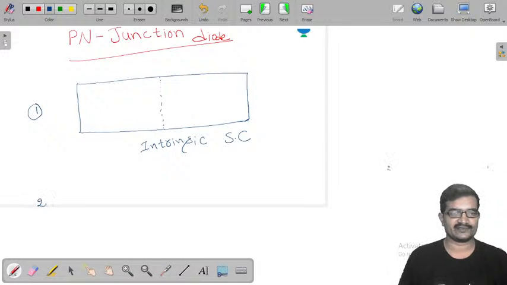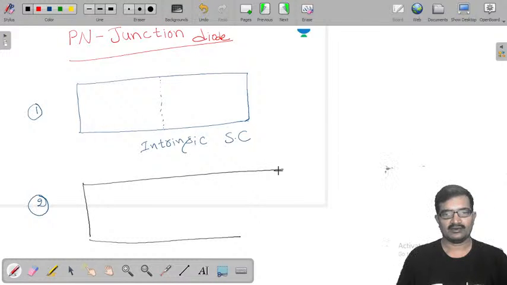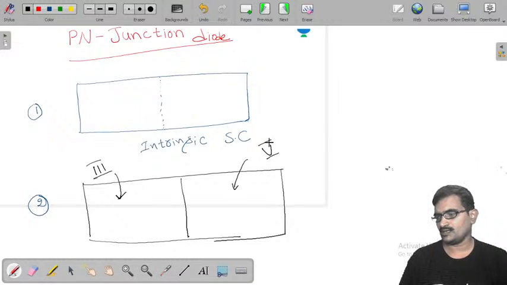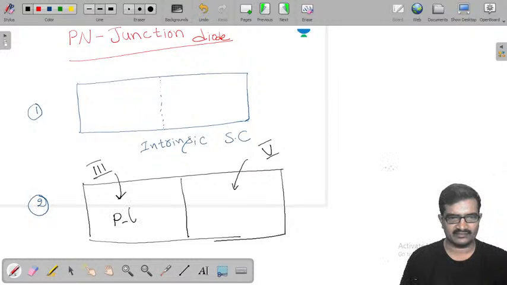Now step 2 is, this side dope with third group impurity, and this half dope with fifth group impurity. Once you dope it with third group impurity, it becomes a p-type semiconductor. And once you dope with fifth group impurity, it becomes an n-type semiconductor.